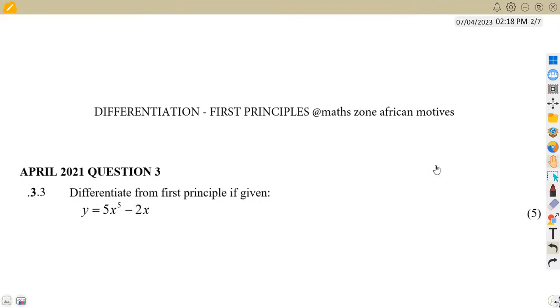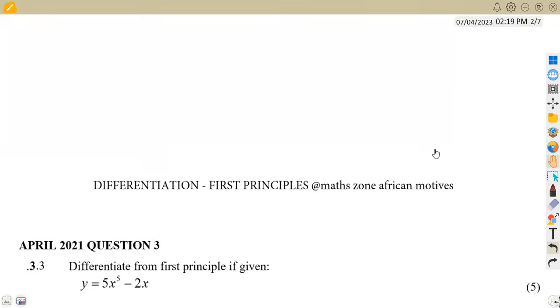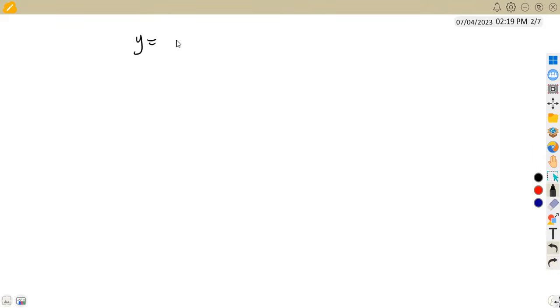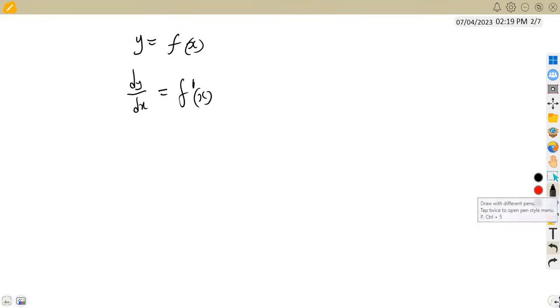So before we talk about the first principles, the question that we have here, let us just have a basic understanding of what exactly we are referring to. If we are given, let's say, f of x, or y, which is equal to f of x like this. Remember, I was saying the derivative of y with respect to x can also be given as the first derivative with respect to x. All right, so this is the same thing.